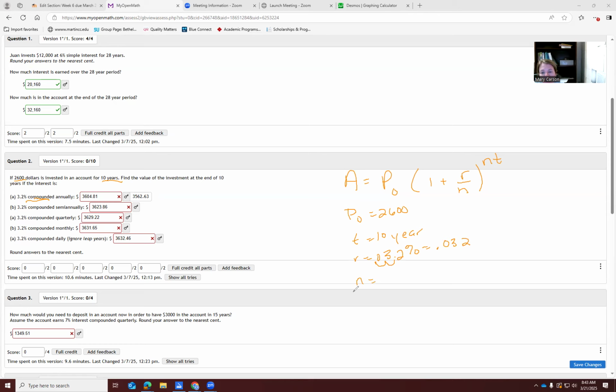And then the last one is N, and this is how often it's compounded. It tells you it's compounded annually. So you think about an annual appointment, that means one time a year. So when we plug this in, it's going to be 2,600 times (1 plus your R, which is 0.032, divided by 1) raised to the 1 times 10, the 10th power. Now, when you input this in the calculator, think about your order of operations. You're always going to enter in your parentheses first, then you're going to raise it to this power, and then the last thing you'll do is multiply, okay?